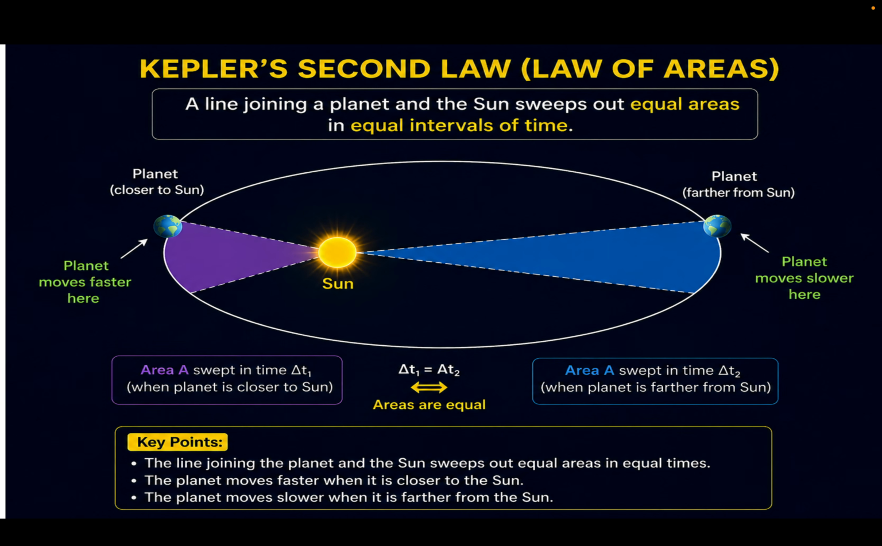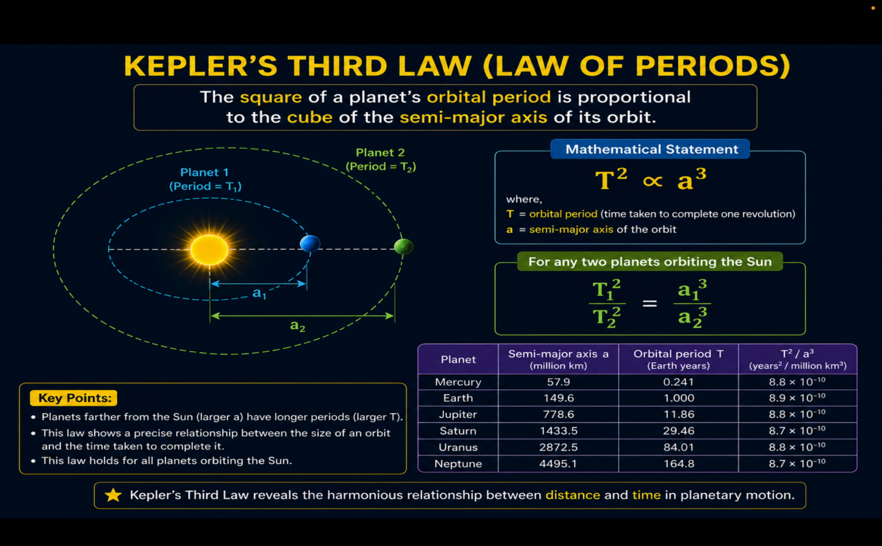So if we take a portion of time and call it delta t, within delta t some area is swept by the earth, and the same area will be swept again in another delta t. If we take another delta t, again the same area will be swept. Whether the earth is closer to or far from the sun doesn't matter, the area swept will always be the same. So this is the second law of Kepler: the earth sweeps equal areas in equal intervals of time.